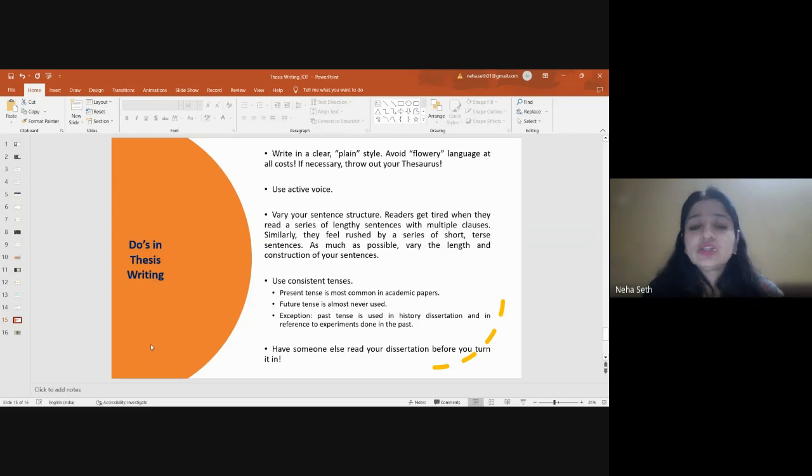We need to write in a clear or plain style. We should avoid flowery or very decorative language at all costs, because we are talking about academic writing. We are not writing dialogues for a movie that should create some kind of impression on somebody. So we should be simple, we should be plain. The purpose behind writing a thesis is to make an impact in the mind of the reader, so that the person should understand what we are trying to express. This should be the main target of writing it.